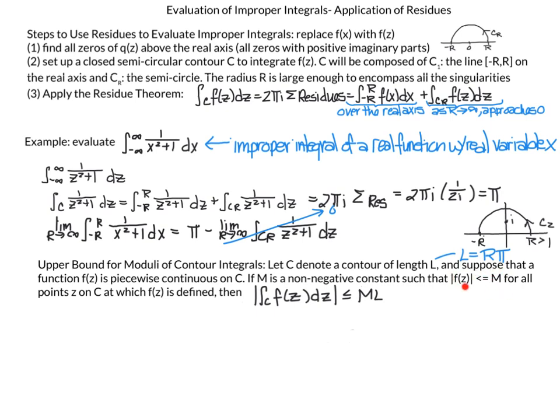So if we can find a maximum value for all the absolute values of f of z, then what we are going to conclude is that this integral, the absolute value of the integral, is less than or equal to M times L.